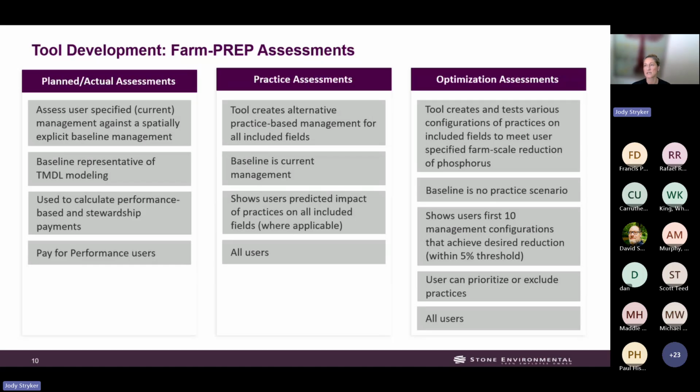The order in which the tool tests these configurations, and therefore the solutions that are found, can be customized by the user. So users can prioritize practices as well as exclude practices at either the field or farm scale to tailor the solutions of these assessments. And these are also available to all users of the tool.